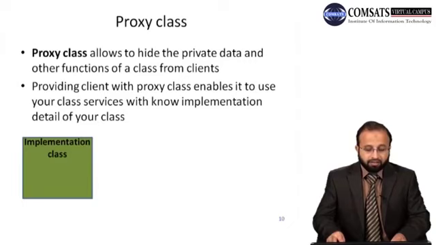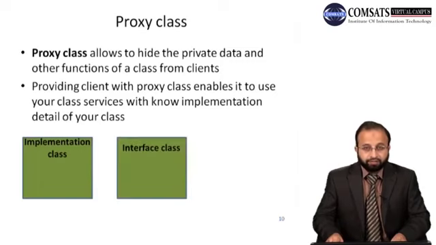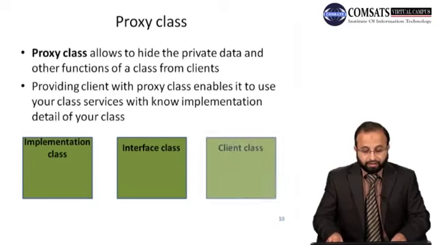So there's the implementation class, and the detail of the implementation class we want to hide from the client. Then we introduce an interface class. The interface class is actually the proxy class, by using which a client can call a function from the implementation class. And then the next one is the client class. The client uses a main function, and it actually calls the function of the interface class, and then the interface class invokes the function of the implementation class.